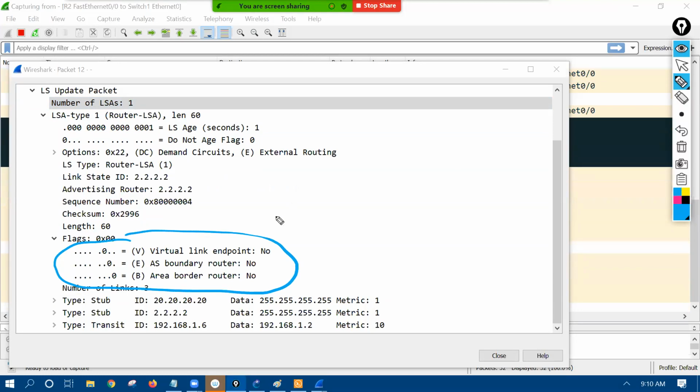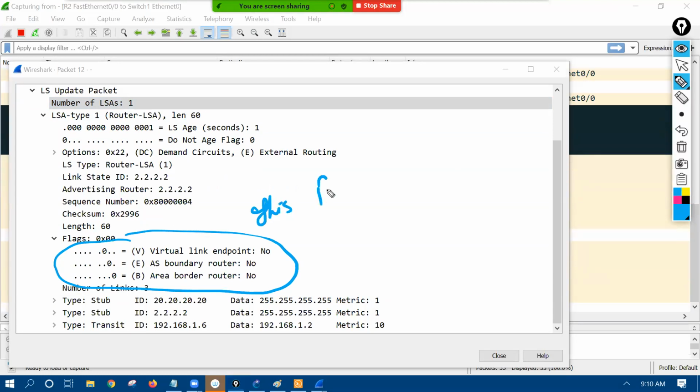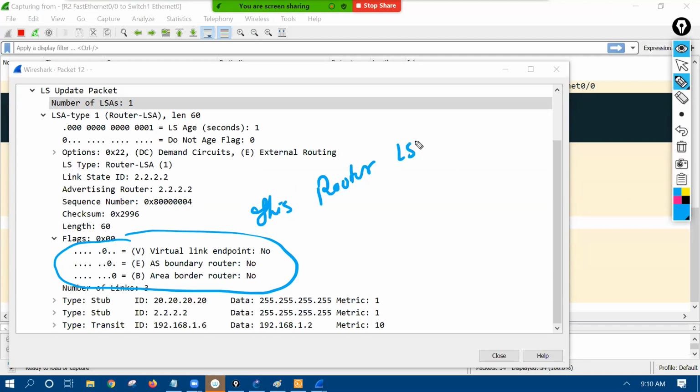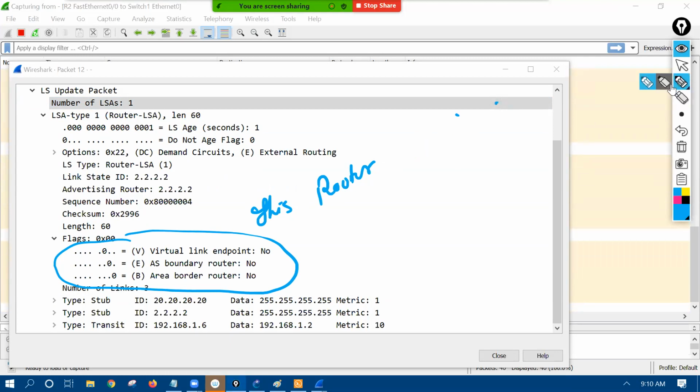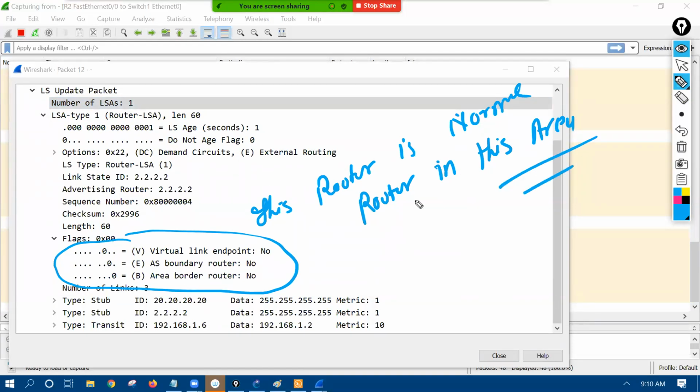It means that this router LSA is from a normal router in this area. This router does not belong to either an ABR, an ASBR, or even a virtual router. This is just a normal router for this LSA.